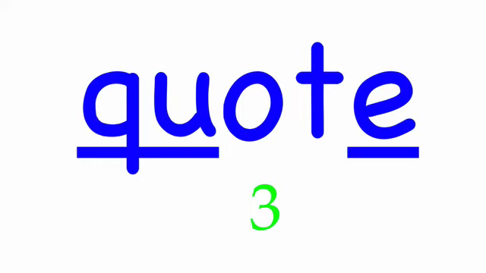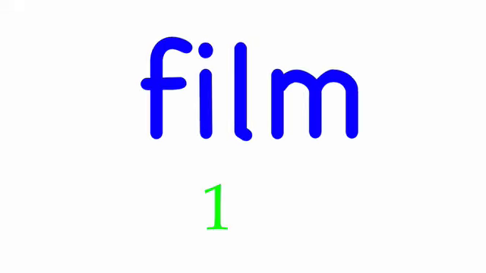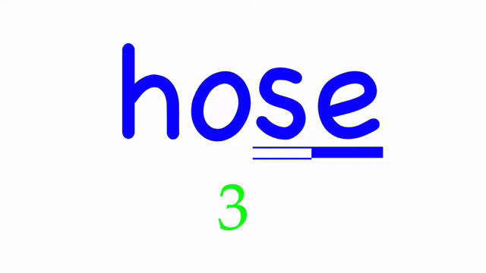Film, film. The film was way too long. Film. 4 sounds. F, I, L, M. Film. Hose, hose. That is a very long hose. Hose. 3 sounds. H, O, Z. Hose. S represents its second sound here. We double underline it.